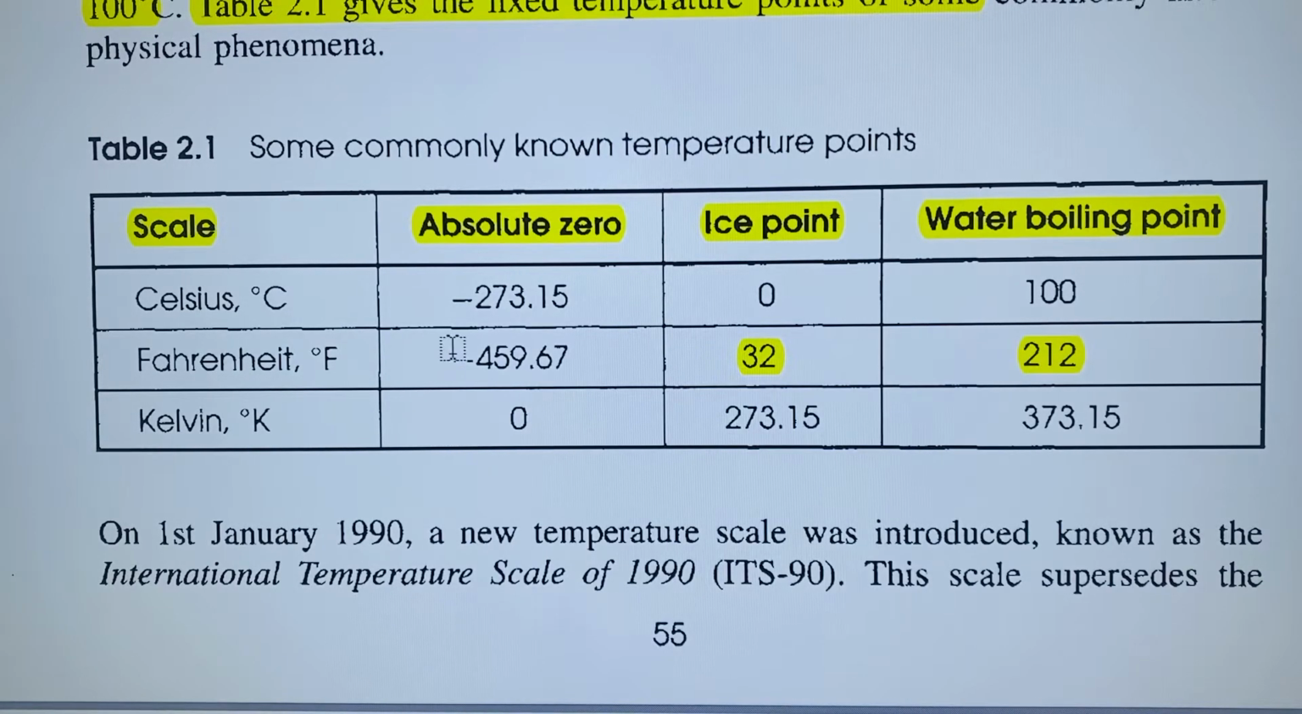Okay, which is in Celsius, this is the absolute zero. Now in Kelvin, here is Kelvin. So in Kelvin, we have the ice point is 273.15, and the water boiling point is 373.15. Okay, and the absolute zero is 0. So that's why we call this the triple point of water, because you have the absolute zero, the ice point, and the water boiling point.